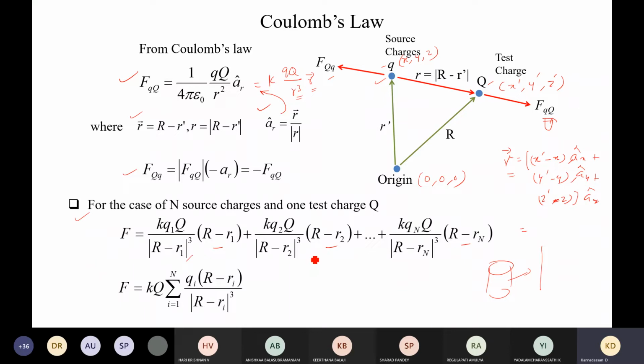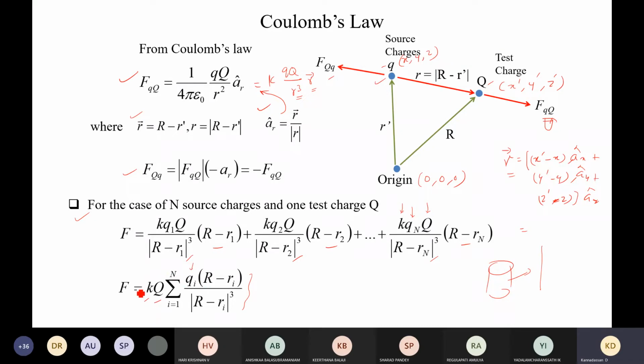Then in the denominator, you can see that the respective magnitudes, the respective lengths or distances, are given. And in the numerator the constant K is coming. This Q is the common one. Only this is going to change. So it can be represented as K into Q and the summation of n number of charges with respect to the unit vectors and the corresponding charges.